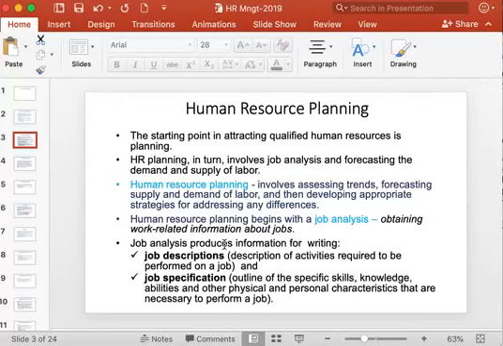As mentioned here, human resource planning begins with a job analysis, which is nothing but obtaining work-related information about jobs. And the job analysis can be further broken down into two processes: preparing job description and job specification.